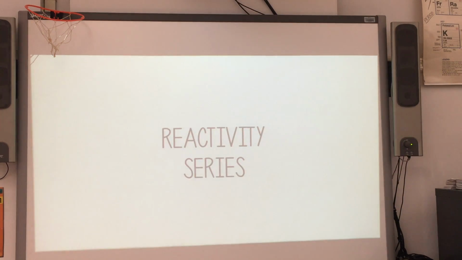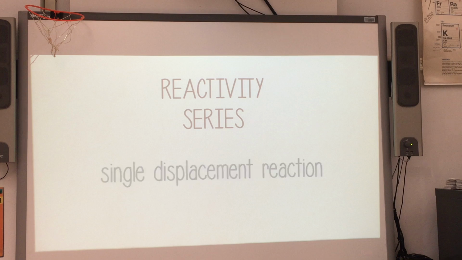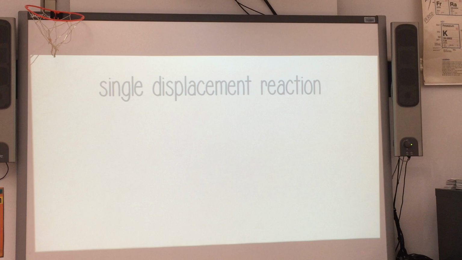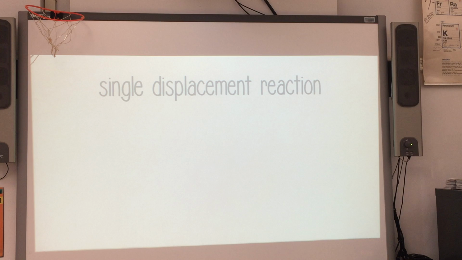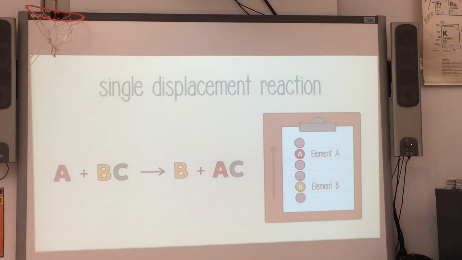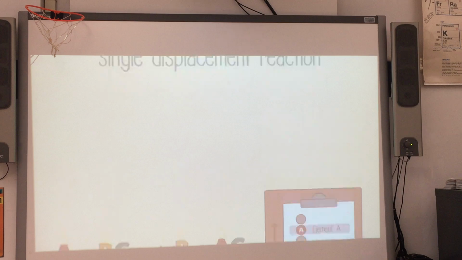We can use this series to predict whether or not a single displacement reaction will occur. This is often of importance in industry as it can be used to obtain pure forms of valuable metals from their compounds. A single displacement reaction is a reaction whereby one element displaces another within a compound. The key idea here is that a certain element can only displace another in a compound if it is more reactive. Here is an example.